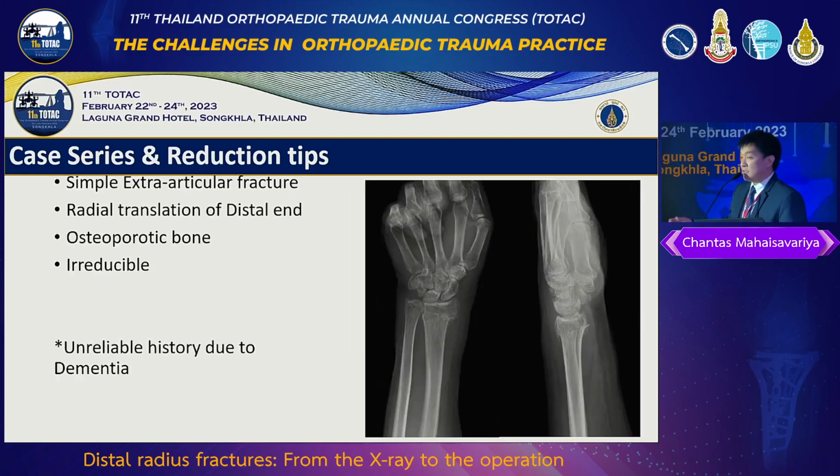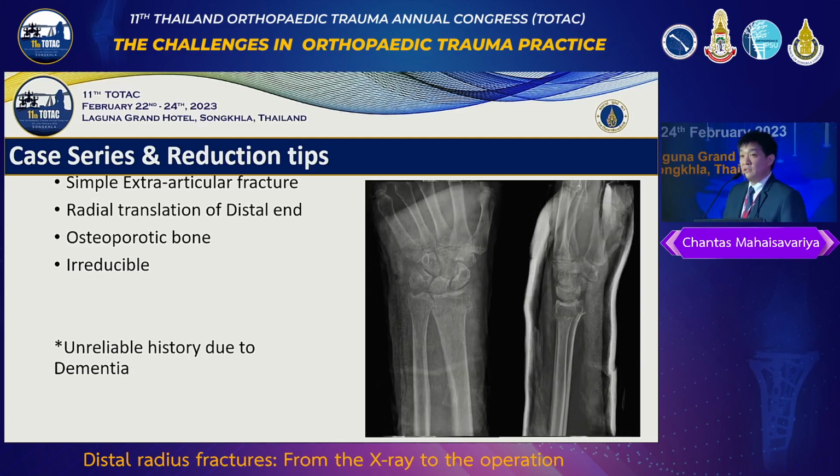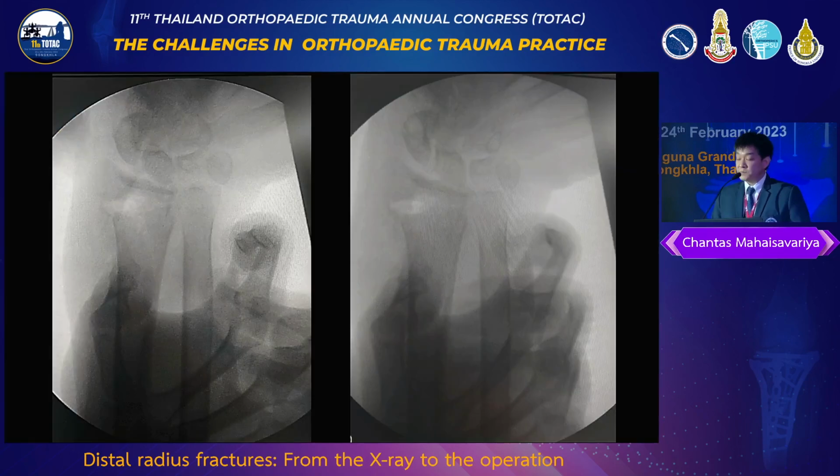This case is sometimes what you encounter in elderly patients, it's just a simple extra-articular fracture with radial translation of the distal fragment. But this patient has osteoporosis. You see the cortex is very thin. The patient told me that he had the fall about 3 days ago. But after a reduction, the fractured fragment doesn't move at all. So I asked the caregiver; the patient has dementia, so the history is unreliable.